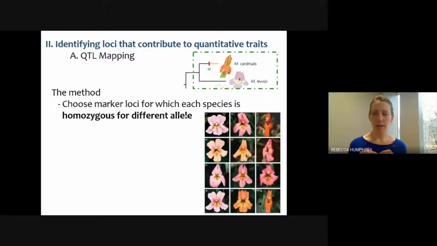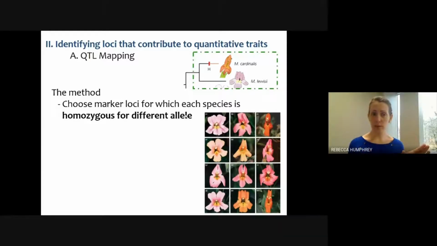So the method. We've identified our marker loci, our little flags that say, if we get this sequence, we know we're talking about this little part of the genome. So we have these across the whole genome. We know which marker loci correspond to which parts of the genome. We also need to choose marker loci for which the species is homozygous, so there's only one allele for this particular marker locus in the species. Okay.